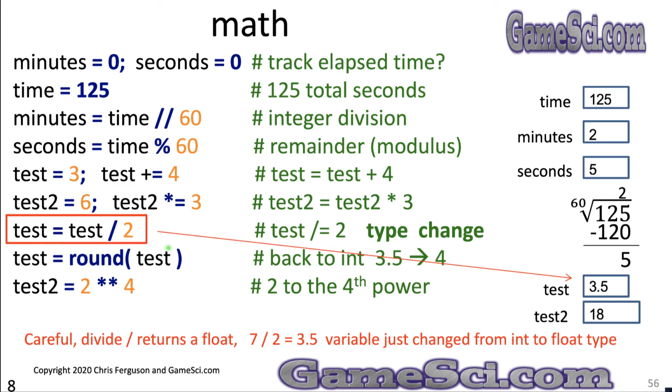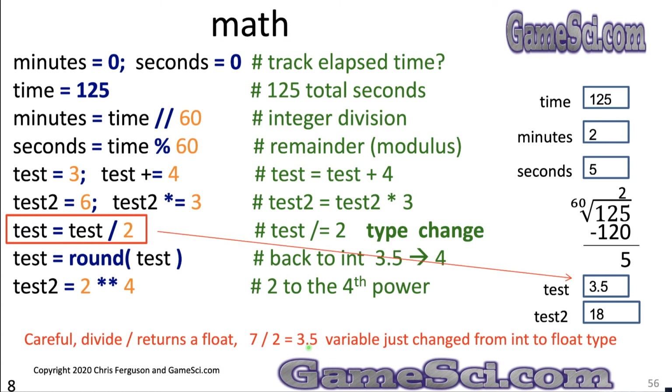Another example, test = test / 2. This is our normal division operator. It could also be written as test /= 2. And I put a note here, type change. It's a warning. Be careful. A single divide slash returns a float. 7 divided by 2 is 3.5.